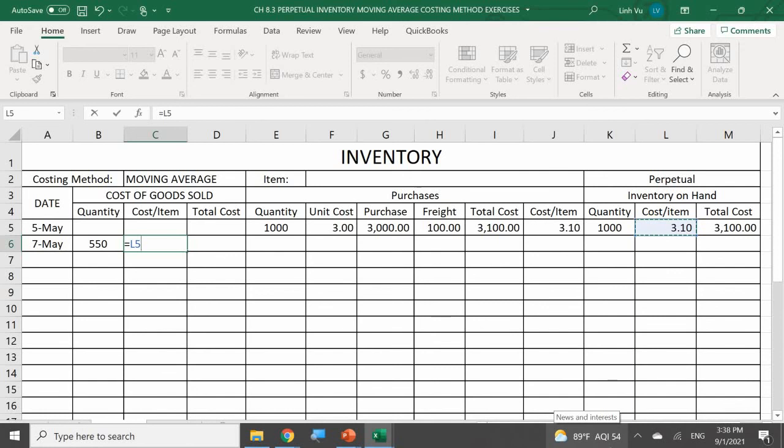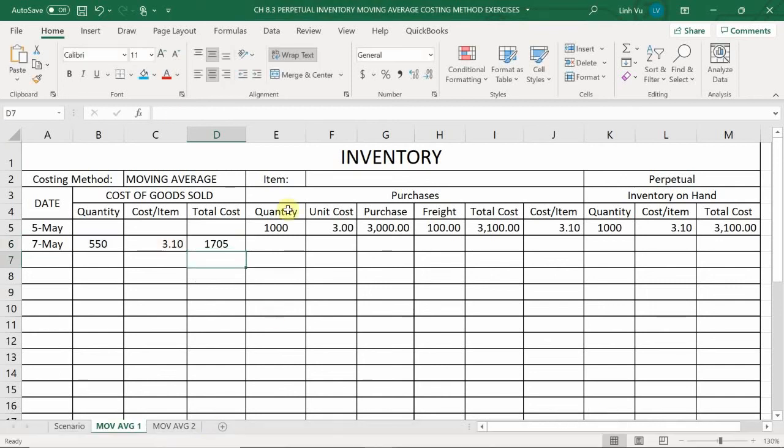How much is it going to cost me to sell 550 items? $3.10. So once again, I'm going to throw in my equal round formula. So how much is my total cost of goods sold? $1,705.